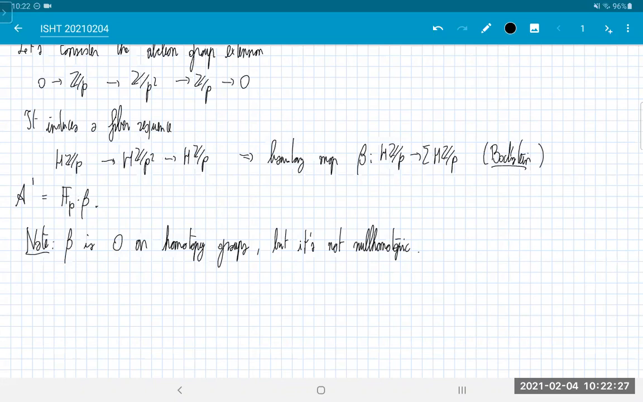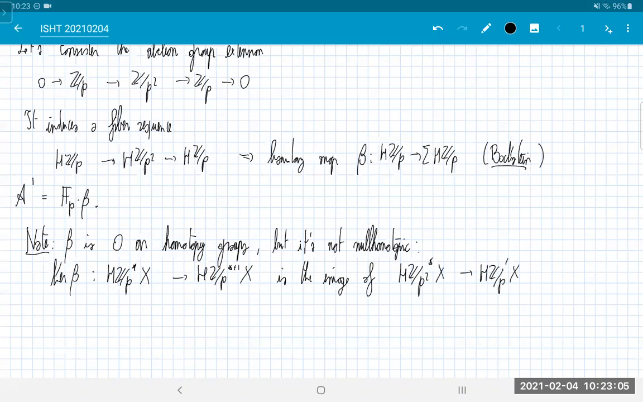But it is not null homotopic. And how do you show that? You need to find, what was it, the kernel of beta from, I don't know, let's do homology, HZ/p_{*+1}(X) is the image of HZ/p^2, right? So it's enough to find some space X and a class here, not in the image of here. And then the image cannot be everything.